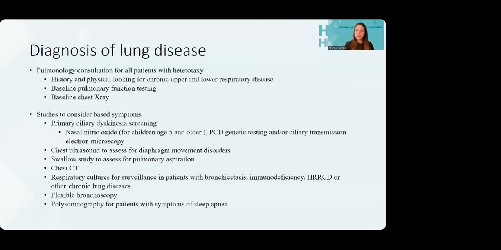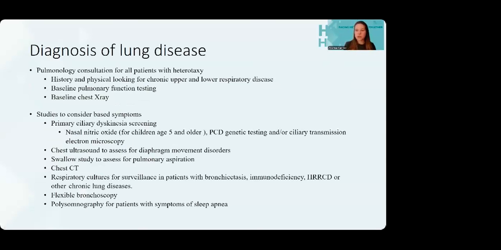The diagnosis of lung disease oftentimes will depend on how the patient is presenting. So we would recommend that pulmonology be consulted in all patients with heterotaxy. I think the big question here is, at what point should that be? Does it need to be at birth? Chances are at birth, we're not going to be able to see a lot of the symptoms that might point us in a certain direction.